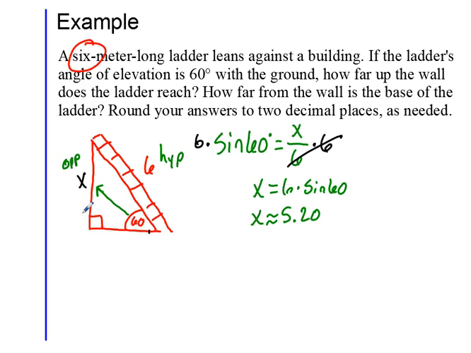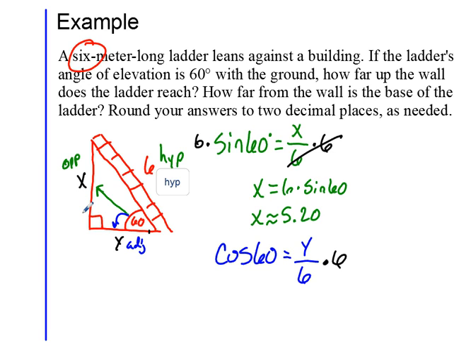Here's the base of the ladder, and to the wall would be this side of the triangle. Now, I'm going to be using adjacent. I'm not going to use the number I got for opposite because it was rounded. Let's continue to use the hypotenuse. So for my y side, I am going to use adjacent and hypotenuse, which is cosine. So the cosine of 60 degrees is equal to adjacent y over hypotenuse 6.